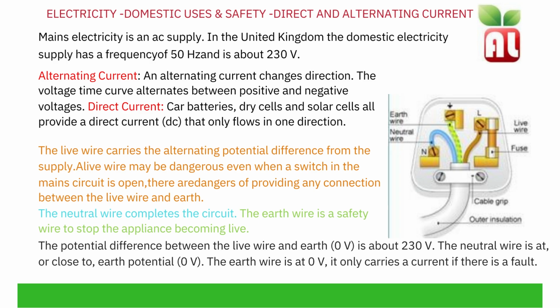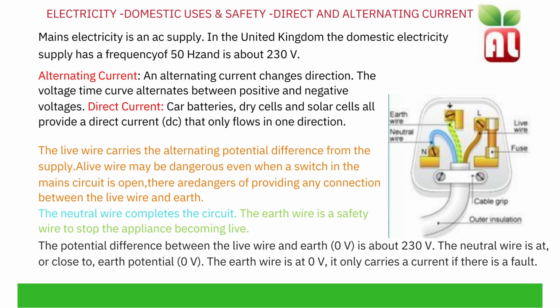The live wire is given by the brown wire. The neutral wire completes the circuit. The neutral wire is blue. The earth wire is a safety wire to stop the appliance becoming live, and the earth wire is given by a yellow and green coloured wire.